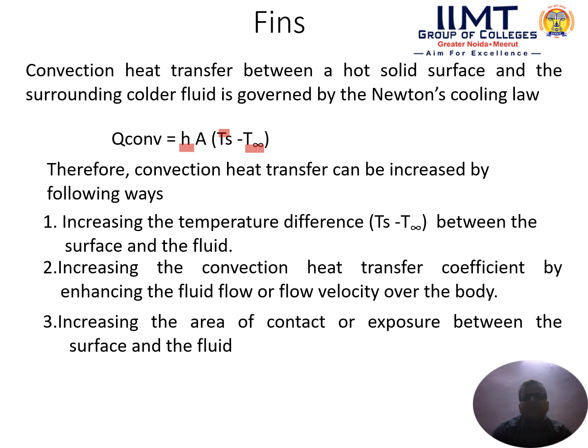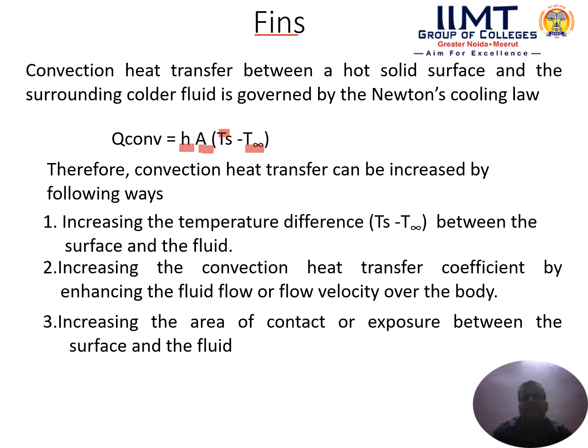That means in some cases we cannot increase the heat transfer by convection by changing the value of h and delta T, because those two parameters are fixed by the surrounding condition. In that case, we have only one option: increasing the value of A. By increasing the value of A, we can increase the rate of heat transfer, and this happens with the help of a fin.